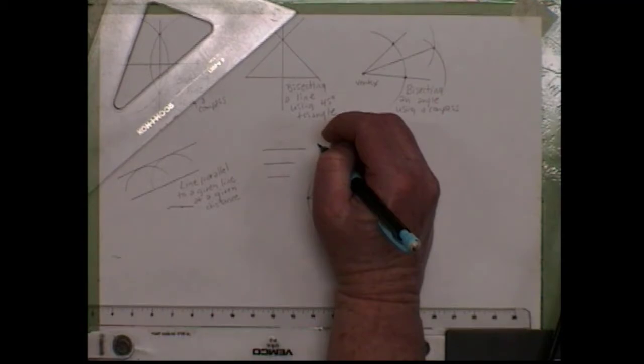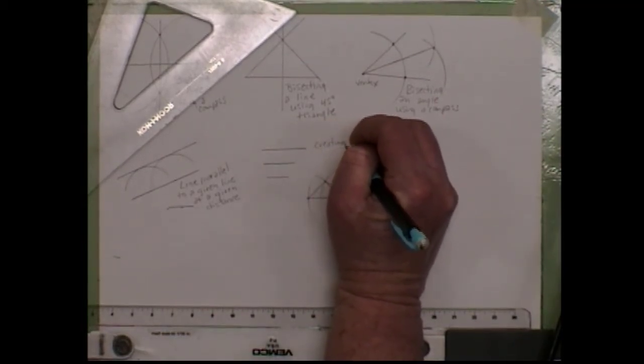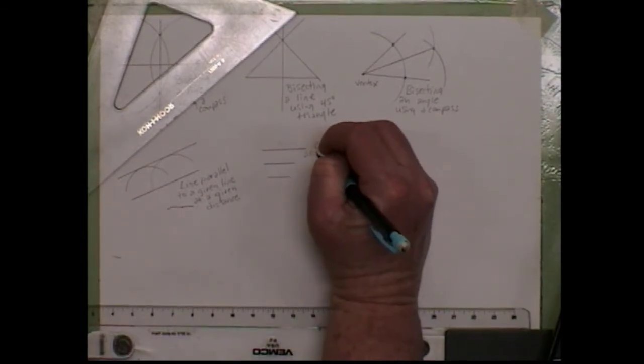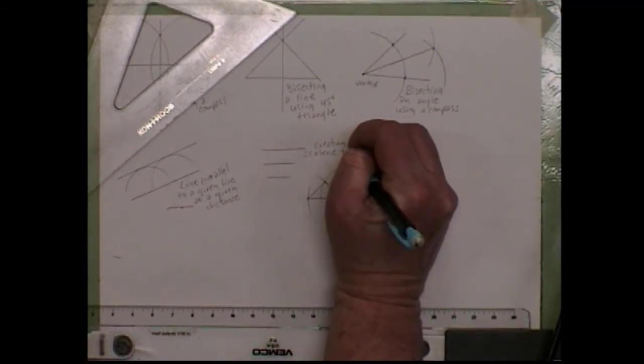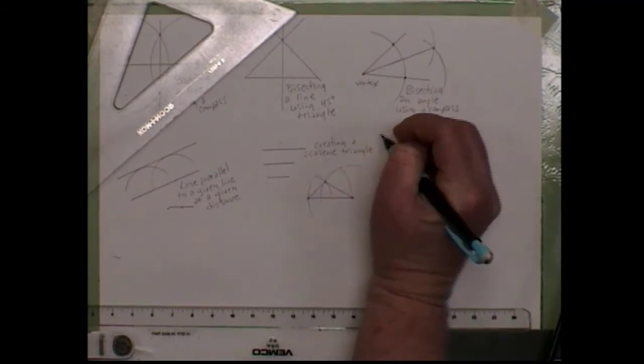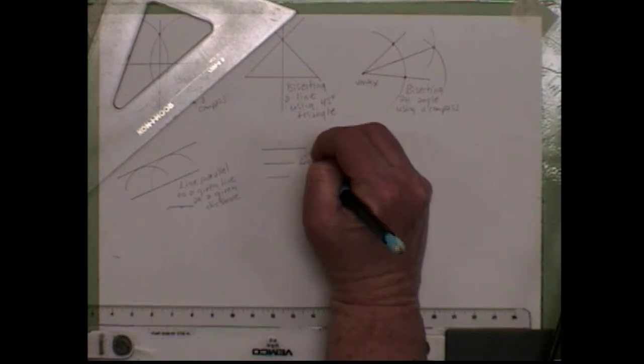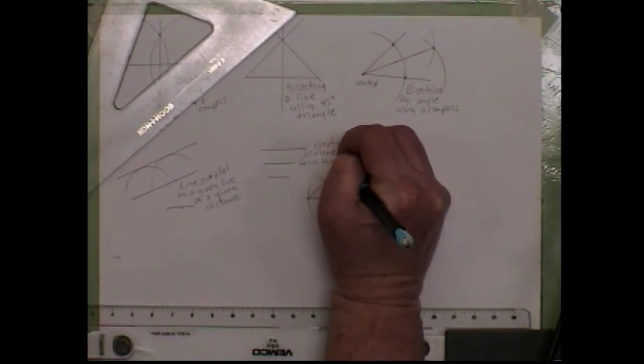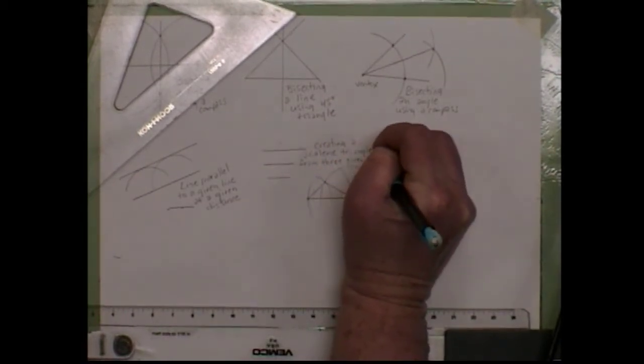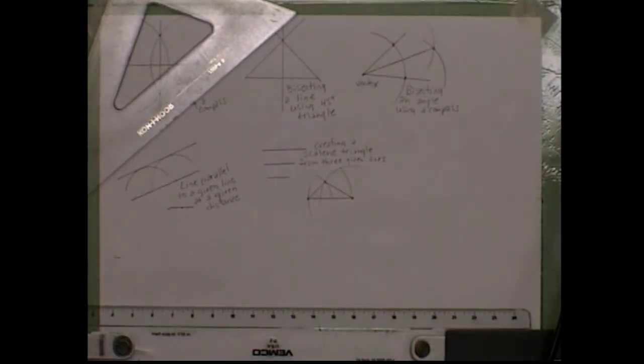So I'm creating a scalene triangle from 3 given lines. Again, if you're using pattern development, this could help you out a whole lot knowing how to transfer those measurements like that.